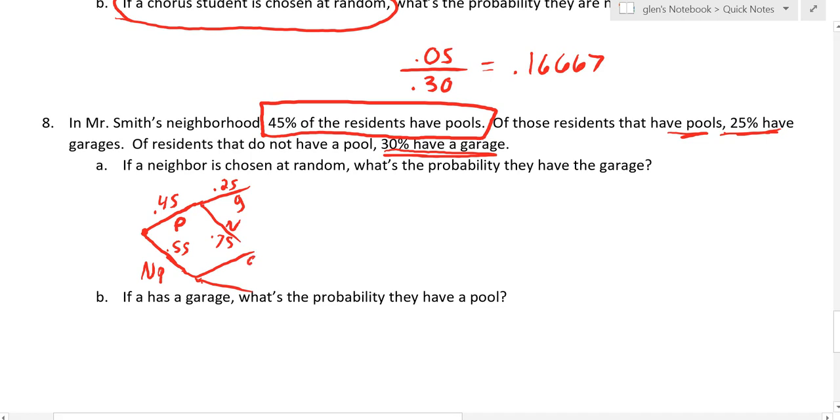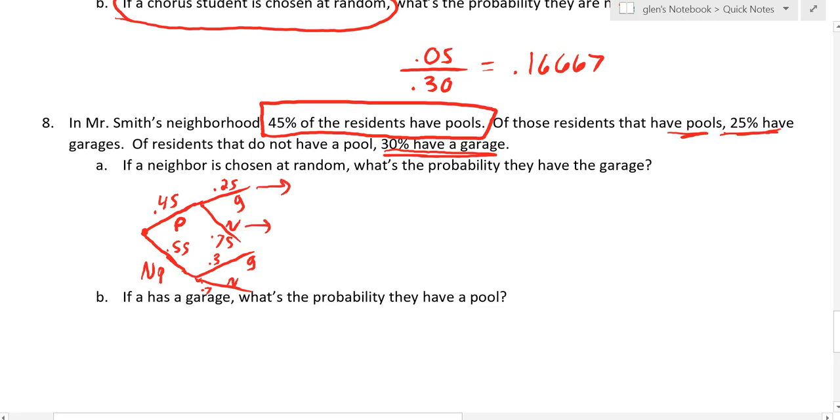So we have a garage or not a garage down here, but the numbers are different. 30% of these people have a garage. So 0.3 have a garage, which means 0.7 don't. Is everybody with me? And to get the numbers at the end, you multiply the branches out.